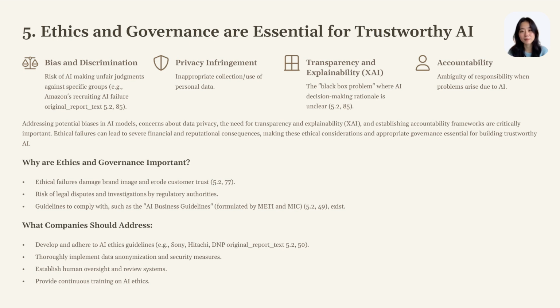These cannot be ignored. The first thing companies should do is to formulate their own AI ethics guidelines and comply with them throughout the company. Companies such as Sony, Hitachi, and DNP are making such efforts. In addition, it is also important to thoroughly anonymize data and implement security measures, build a system for humans to monitor and review AI decisions, and provide continuous training on AI ethics. As AI technology penetrates deeply into society, it is no longer possible to avoid how companies will deal with these ethical issues and controls. Delayed response could cause fatal damage to business.